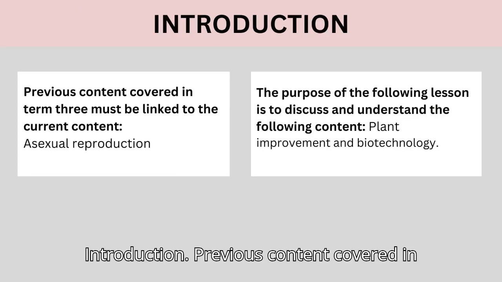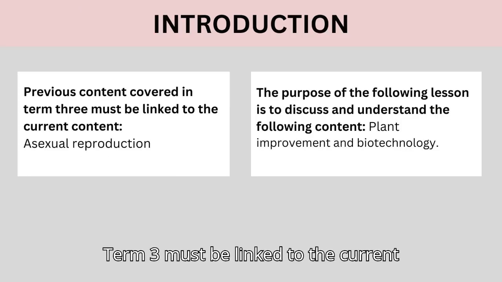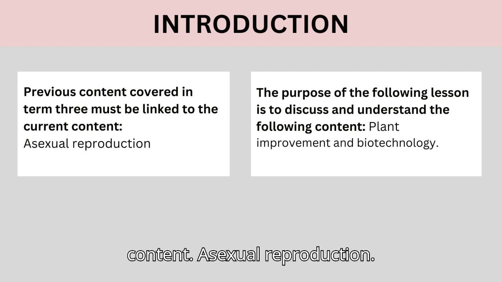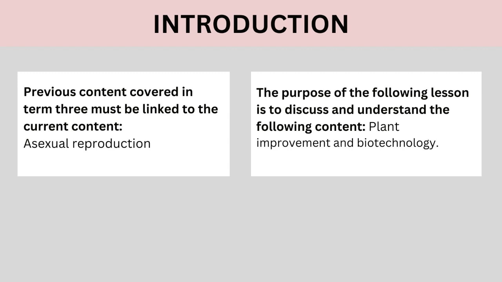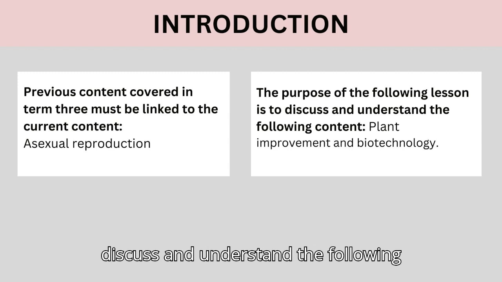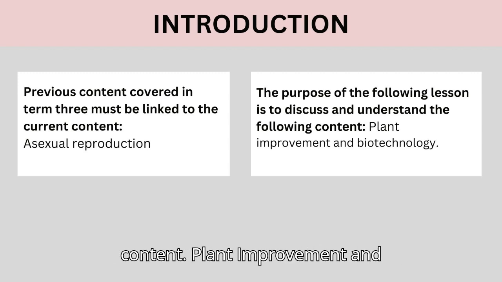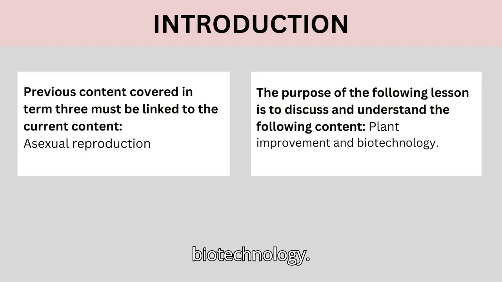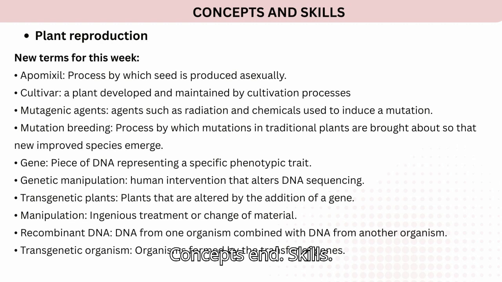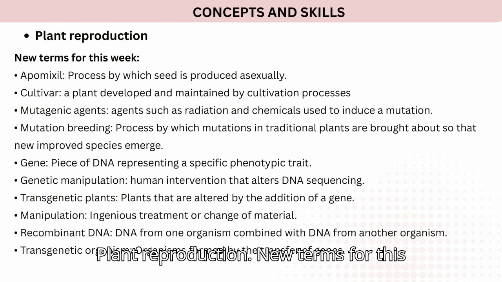Introduction. Previous content covered in Term 3 must be linked to the current content. Asexual reproduction. The purpose of the following lesson is to discuss and understand the following content: plant improvement and biotechnology. Concepts and skills: plant reproduction.